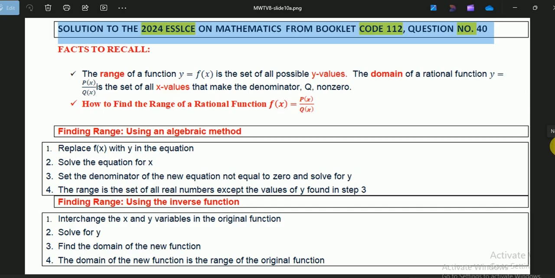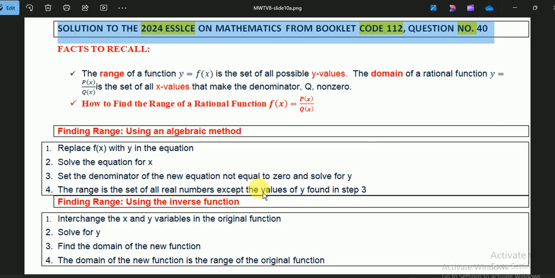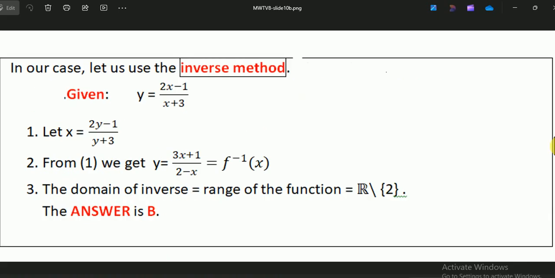Let y equal the given function, let us call it 2x minus 1 over x plus 3, and in place of y write x, and in place of x write y. Solve for y, we get 3x plus 1 over 2 minus x, and this is taken as the inverse. The domain of the inverse: it's not defined when x is 2, otherwise it's always defined. So the domain of the inverse is all real numbers but 2.